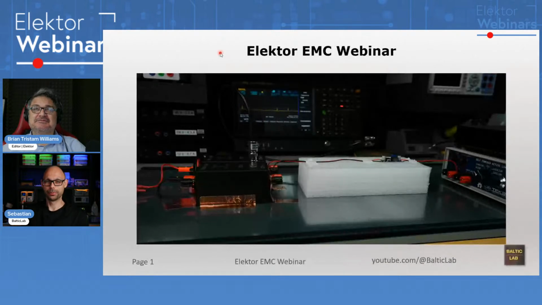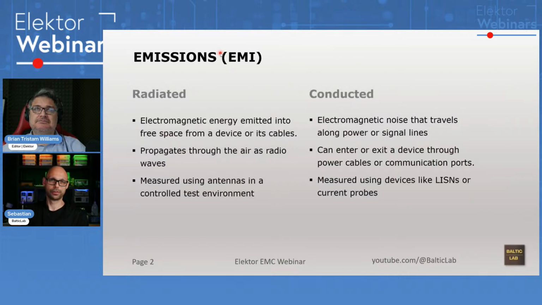Yes, today we're talking about electromagnetic compatibility, a very much hated but so important topic in electric circuit design. Let's break down what electromagnetic compatibility entails to begin with. There's two main subcategories. One of them are, of course, emissions. There's radiated emissions, and that's usually the ones that we think about.